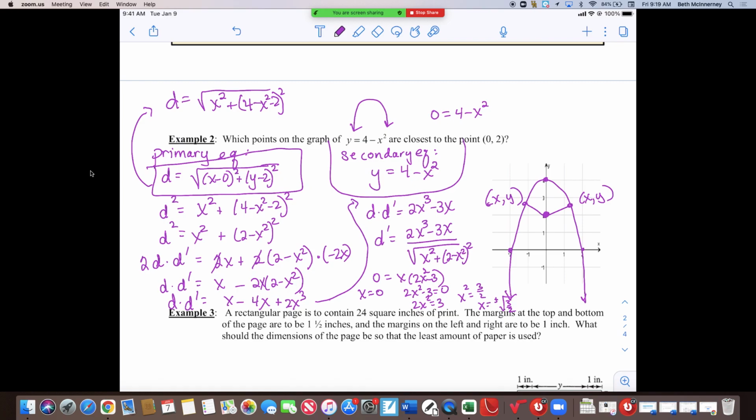Well, d prime can have x be 0, because that denominator is never 0, okay? The denominator is never 0. So then this is going to happen at x is plus or minus the square root of 3/2. So then you would have to plug that back in. Oops, I lost my 4. 4 minus that.